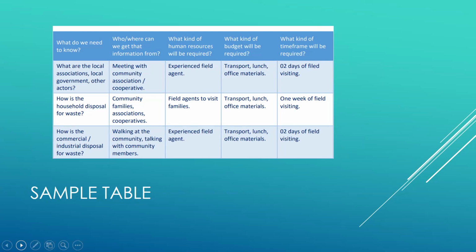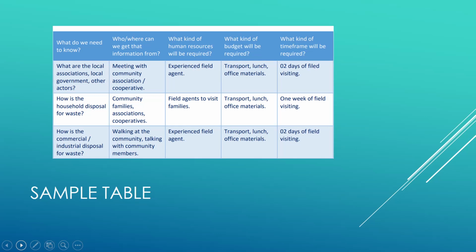Now we're talking about what kind of human resources will be required. Of course, you can't just pick anybody off the streets to do this. You need experienced field agents, people that when they're talking to people, they're not rubbing people off. This is actually really important. It's very important that you get people that are experienced. So who are the people that you need? You need experienced agents that are able to do these things.